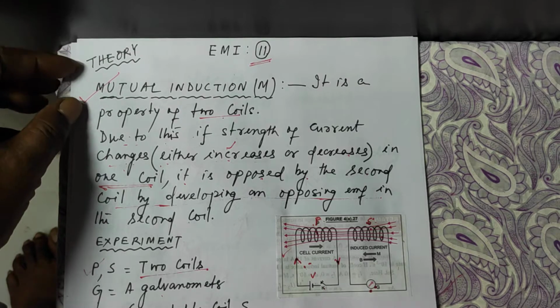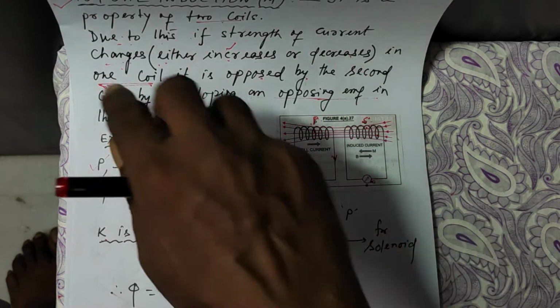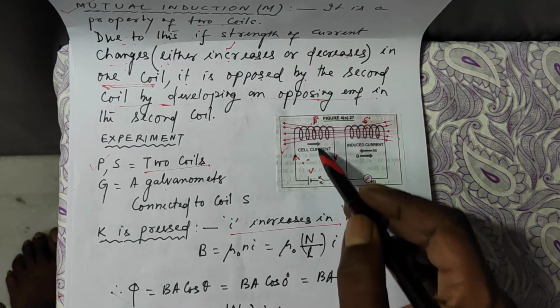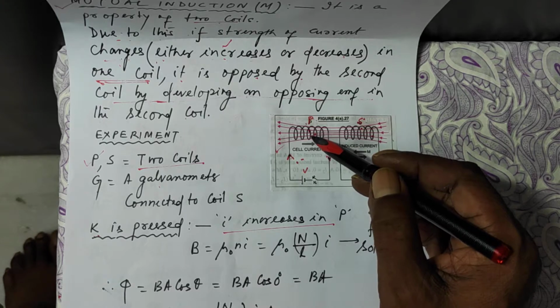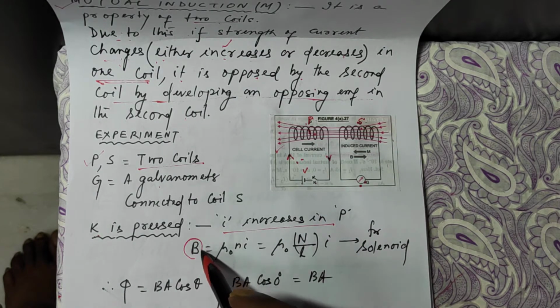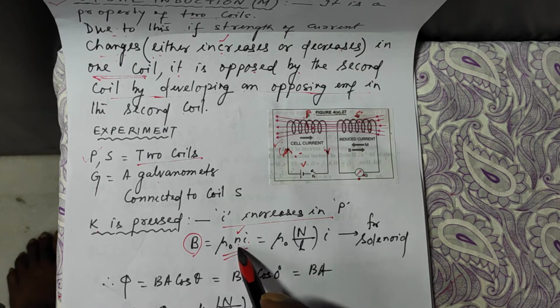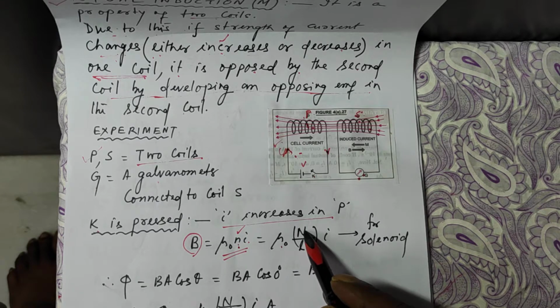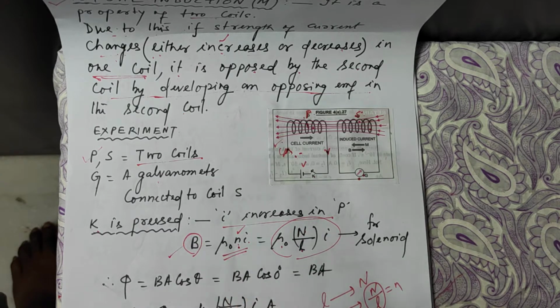Now when the key K is pressed, I increases in the coil P, and we know for a coil which is a solenoid, at the center your magnetic field due to the current I was mu naught ni. This is what we had derived in magnetic effects of current. Small n is number of turns per unit length, and N is the total number of turns, L is the length. In L length we have N number of turns, so the number of turns per unit length is N by L, this is written as small n.